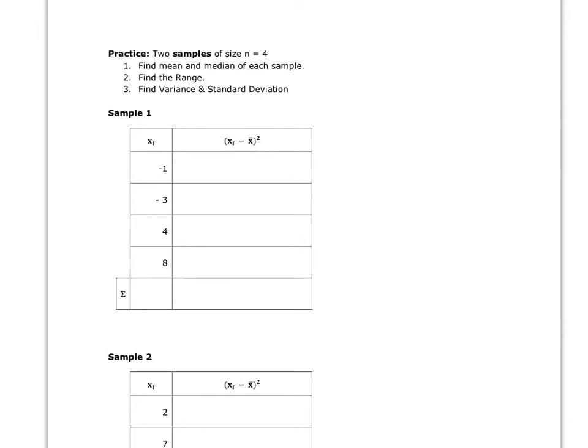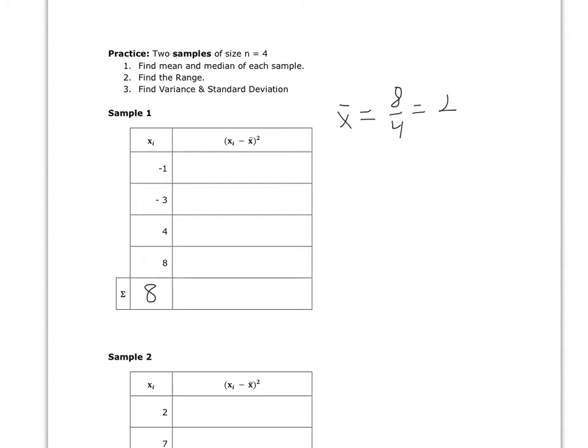So let's start off with the sample mean for this first one. We want to sum up those values. So -1, -3 is a -4, which is going to cancel out the 4. So the sum of those is 8. Divide by 4, so we get a sample mean of 2.